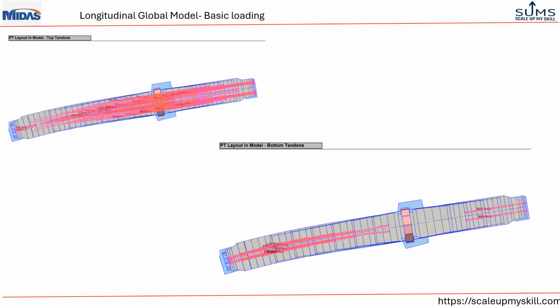This is the PT layout of the bridge deck. The left side is top tendons. Basically these are cantilever tendons as modeled. And these are the bottom tendons of the deck, which are continuity tendons as modeled here.